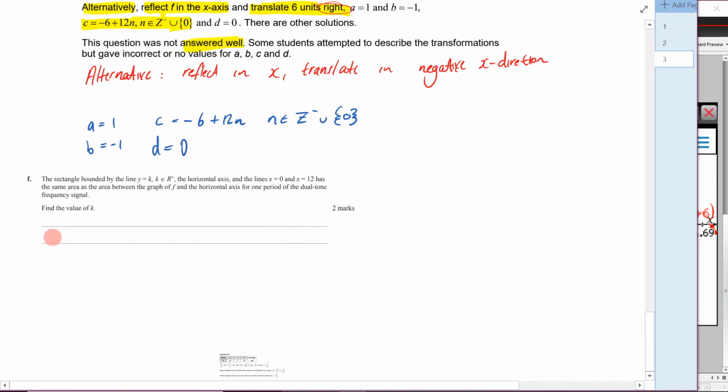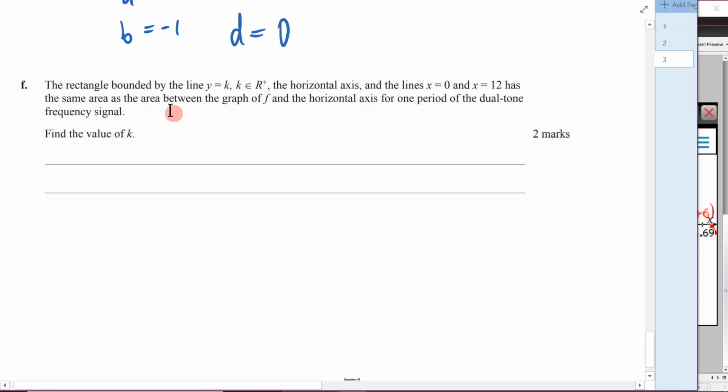Last question. The rectangle bounded by y is equal to k, where k is all real positive numbers, the horizontal axis. So the rectangle bounded by the line y equals k, the horizontal axis, and the lines x equals 0 and x equals 12 has the same area as the area bounded. Let me start again. I'm fried.